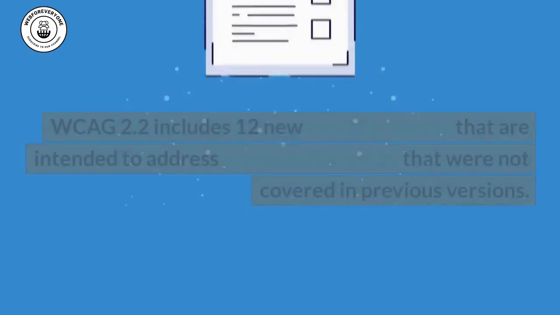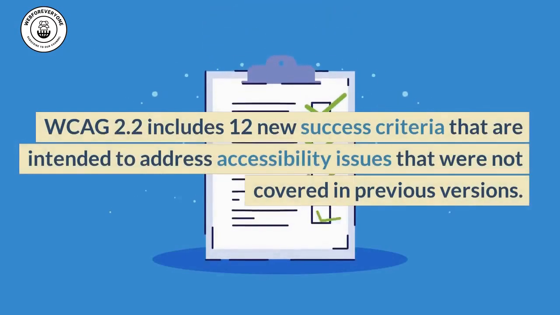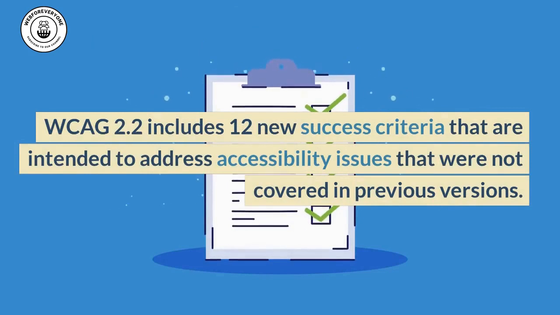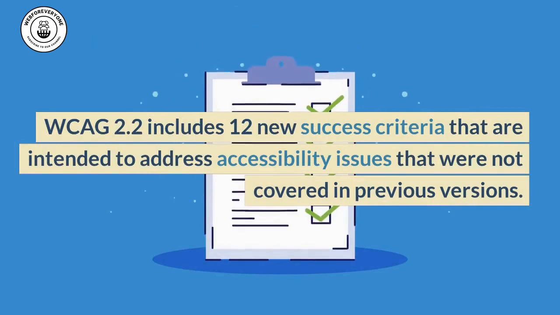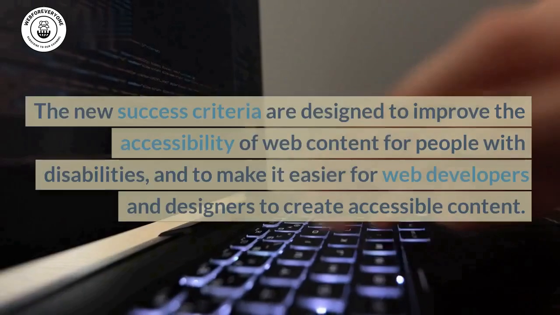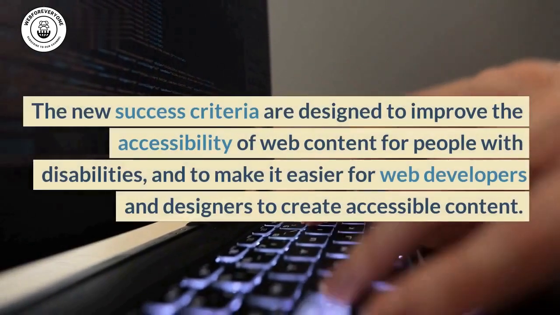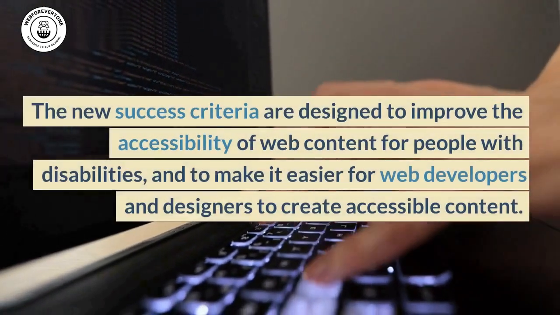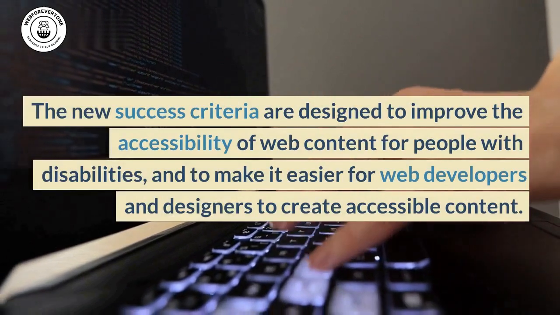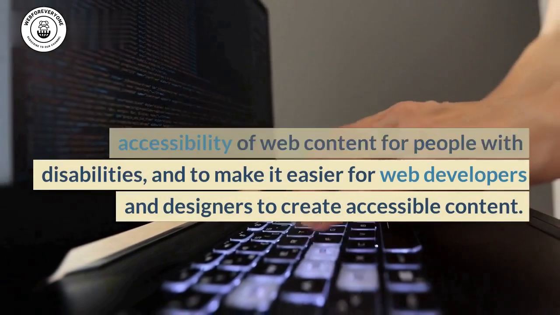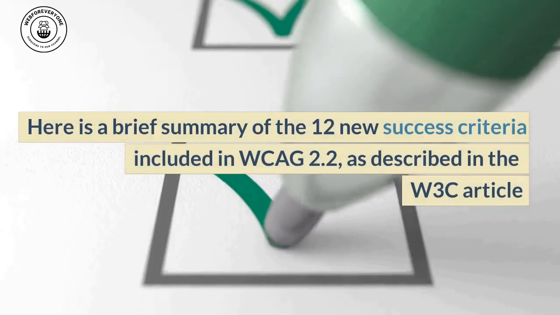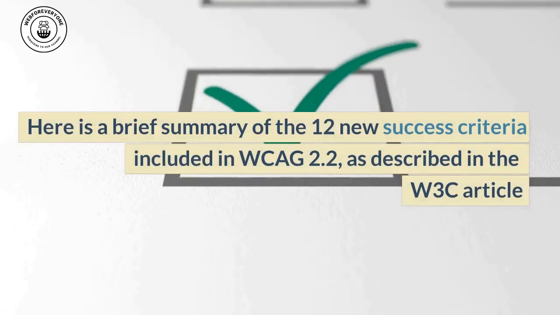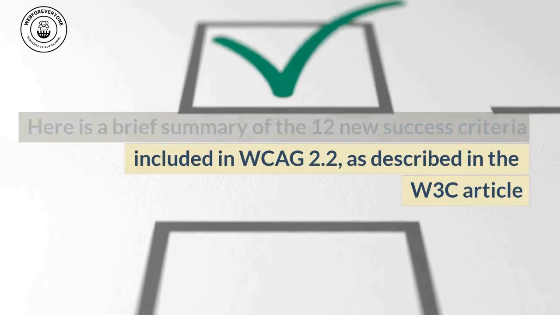https://www.w3.org/tr/WCAG22/. WCAG 2.2 includes 12 new success criteria that are intended to address accessibility issues that were not covered in previous versions. The new success criteria are designed to improve the accessibility of web content for people with disabilities, and to make it easier for web developers and designers to create accessible content. Here is a brief summary of the 12 new success criteria included in WCAG 2.2, as described in the W3C article.